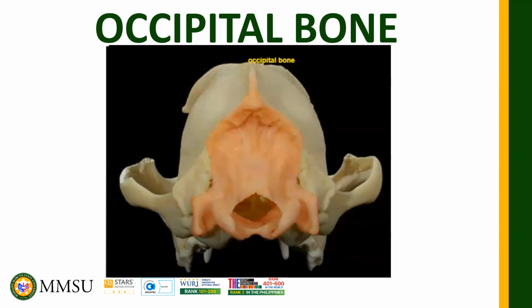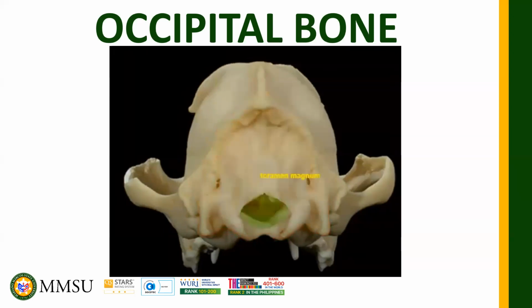However, in terms of variations, usually, ang occipital bone, it usually varies depending on the species. Like for example, the cattle, the sheep, the goats, meron silang single na compact na occipital bone. However, sa mga pigs natin, if you could observe, yung occipital bone nila, meron silang relatively flat na occipital region. Okay?